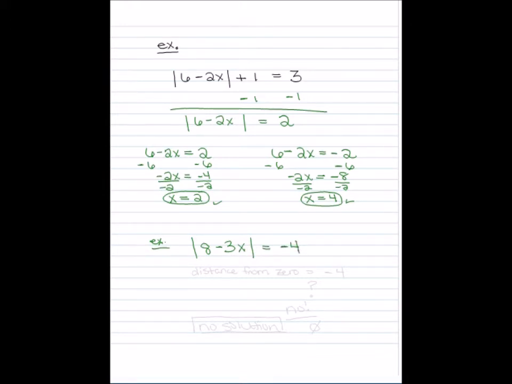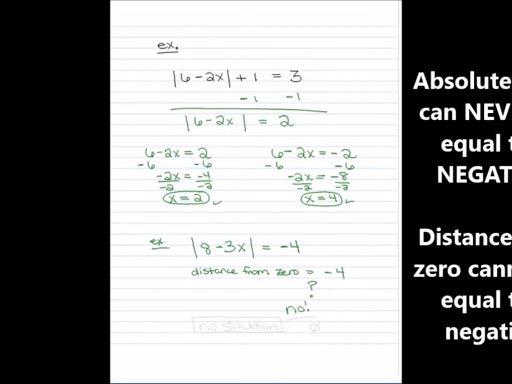Now, absolute value means the distance from 0. So I have the absolute value of something is equal to -4. So I'm saying that the distance from 0 is equal to -4. That can't happen. You can't have a distance equal to a negative number. So for this particular example, it's going to be no solution.